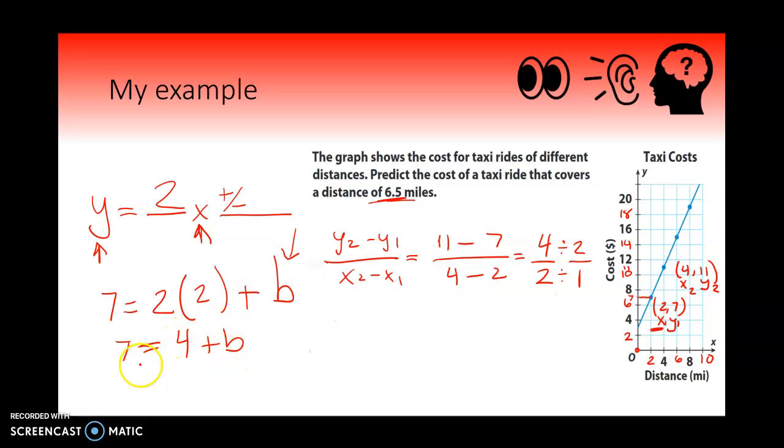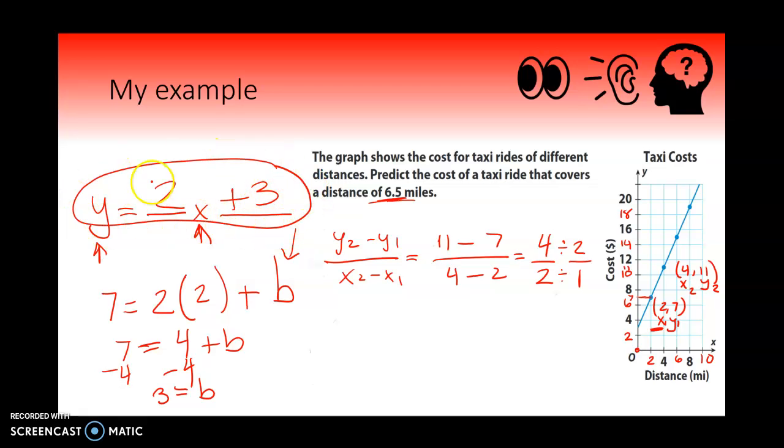Now I have 7 equals 4 plus b. To get b all by itself, I got to do the opposite of positive 4. The opposite of positive 4 is negative 4. But whatever I do to one side, I have to do to the other side. So now I got 7 minus 4. I get 3 equals b. And that is my y-intercept. So that is going to go at the end of my equation, and I'm going to change this to a plus 3. There you go, final answer.